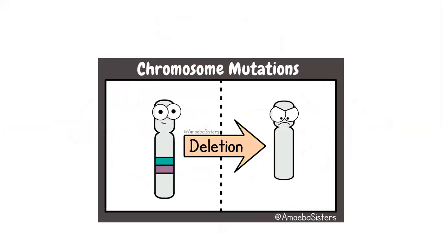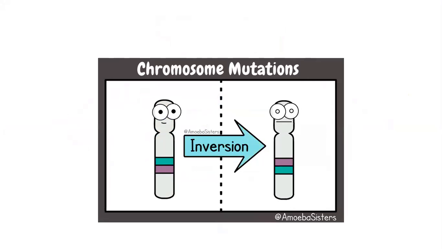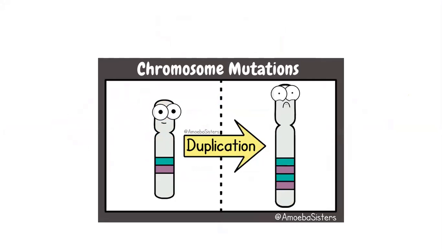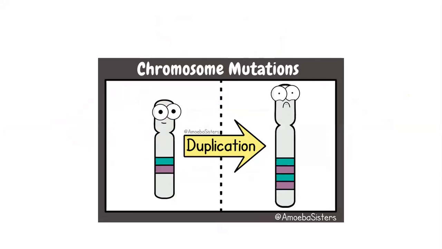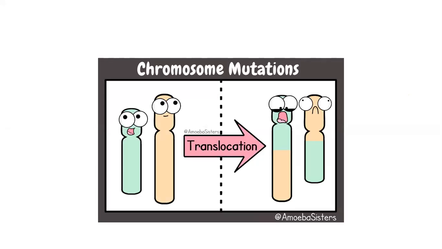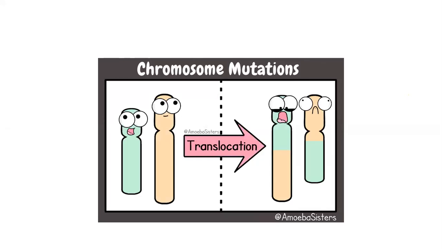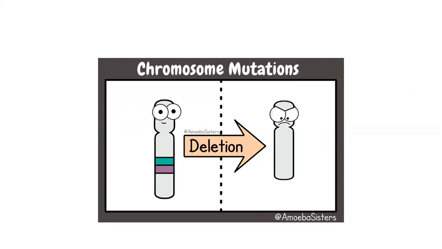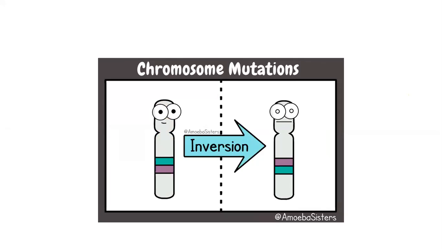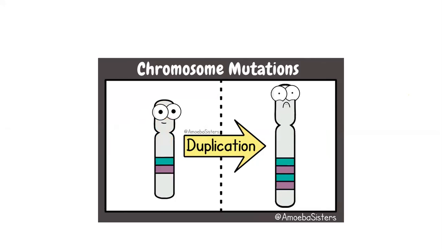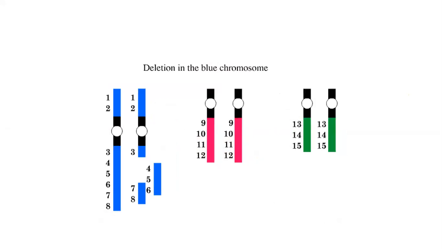Dear friends, please observe the slide carefully. It is showing four types of chromosomal aberrations. Observe it carefully. Duplication, deletion, inversion, translocation. We move on to the first type of structural chromosomal aberration, that is deletion.